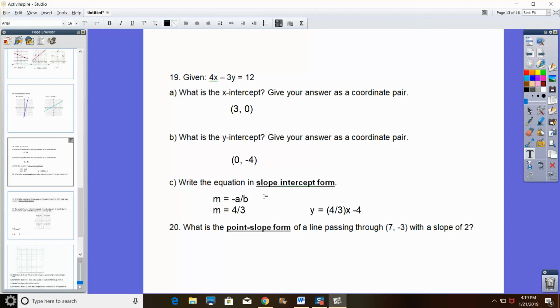Alternatively, if you want to write it in slope-intercept form, you also could subtract 4x from both sides and divide by negative 3 on both sides. You actually would get exactly the same thing as this.